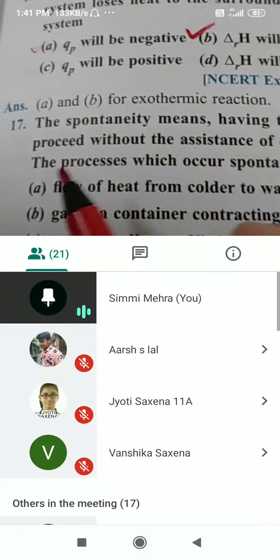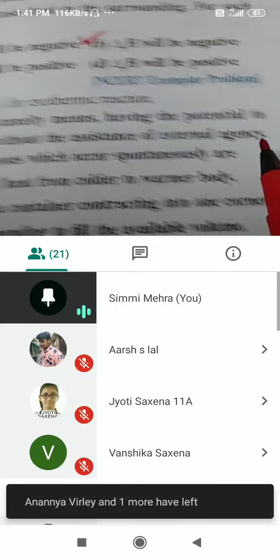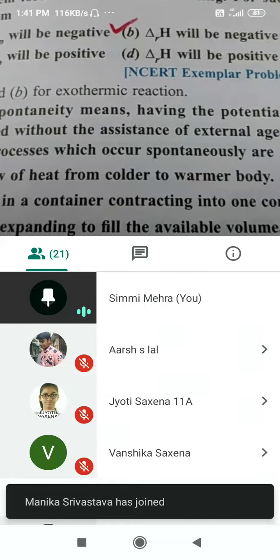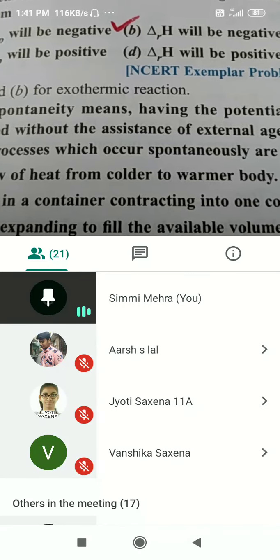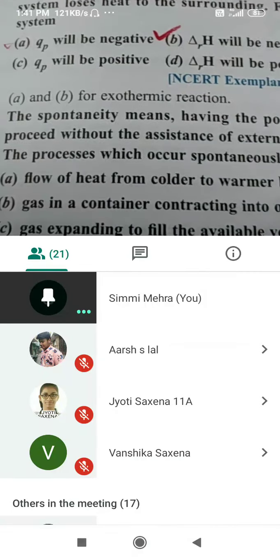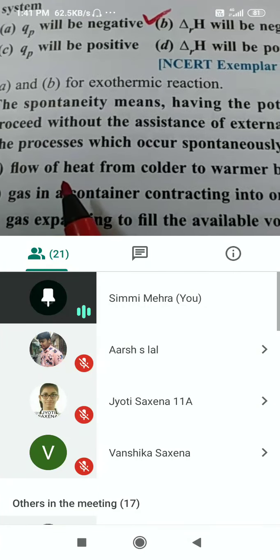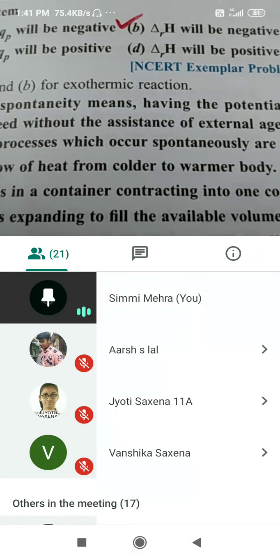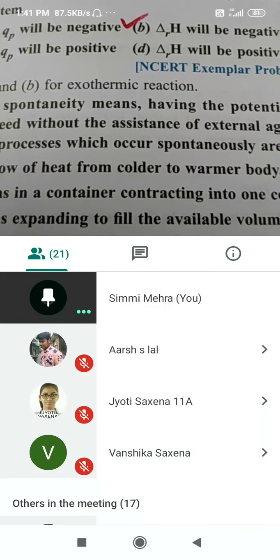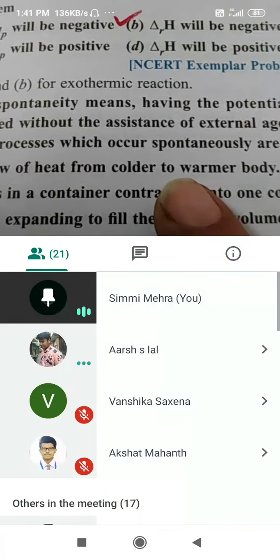Now, there's one example given here. Spontaneity means having the potential to proceed without the assistance of external agency. This I told you. Spontaneity means the reaction will proceed on its own. The processes which occur spontaneously are, it is written processes, that means there will be more than one answer. Flow of heat from colder to warmer body. Heat travels from high temperature to low temperature. So this is wrong.